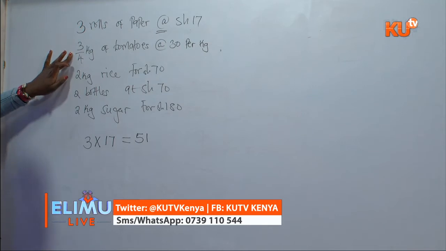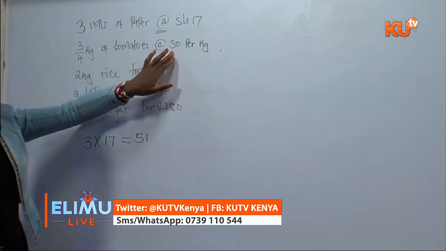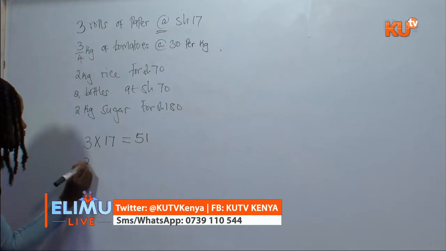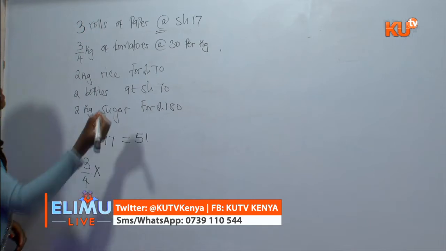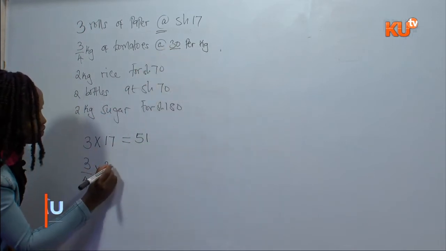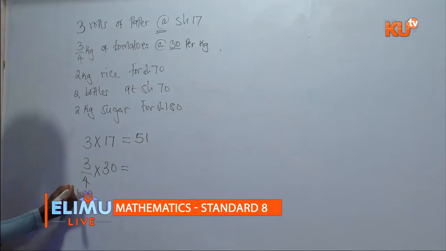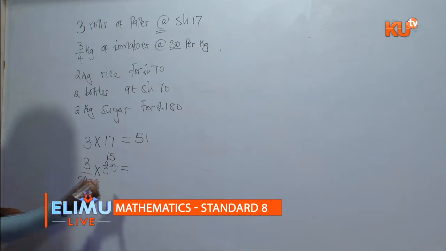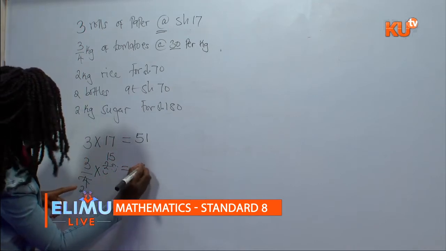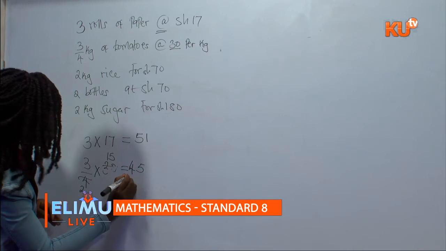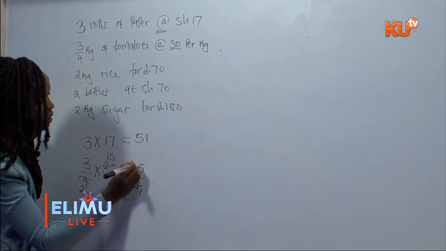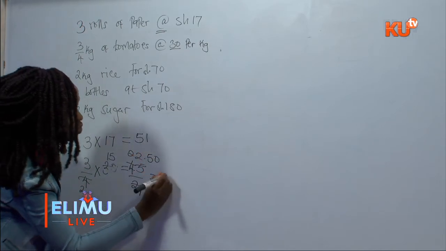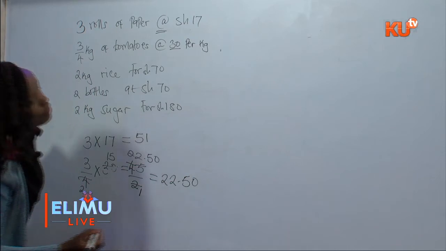Then we have 3/4 kgs of tomato at 30 shillings per kg. So we take the number of kgs bought, it was 3/4, times 30 shillings, the cost of 1. So we simplify here by 2, by 2, 15. 15 times 3 is 45, divide by 2. We get 22 shillings and 50 cents.